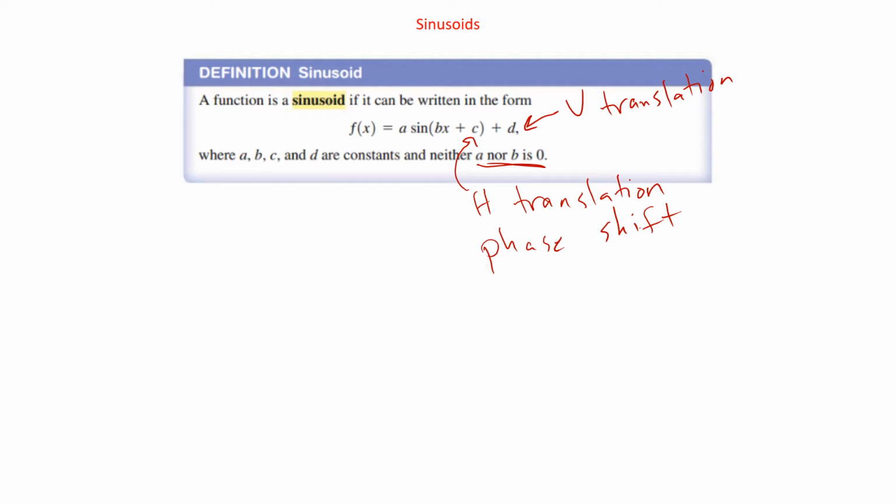The number multiplied to the outside, the a, that's a vertical stretch, or also reflection if it was negative. And the number on the inside is going to be a horizontal stretch and reflection. So now again, these things do have a few different types of names, which we're going to be looking at here.